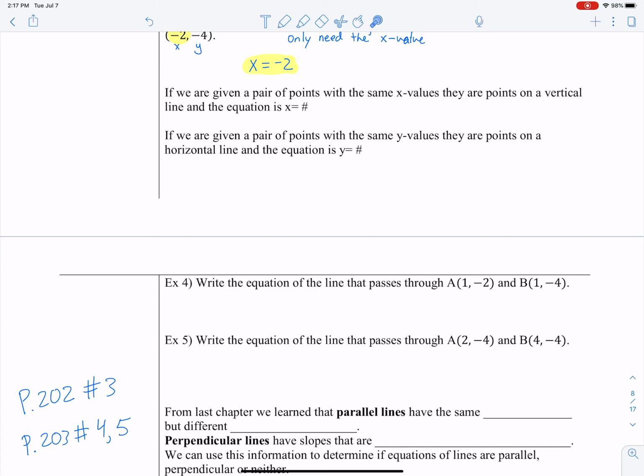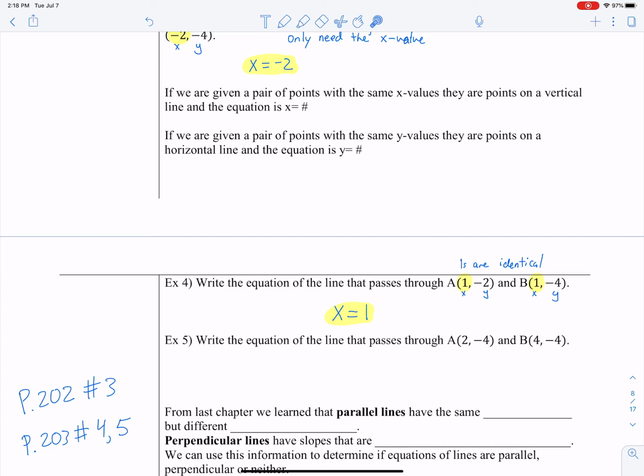So here is an example. Write the equation of a line that passes through 1, -2, 1, -4. So here we notice that we have identical ones. Okay, so those are identical. This is my x and my y. So the ones are identical. They're in the x position. So that means we're going to have x is equal to 1 as my answer for this equation.